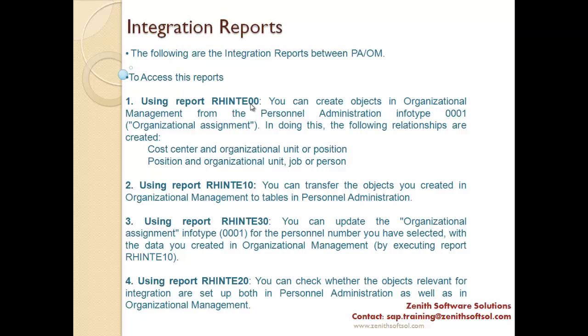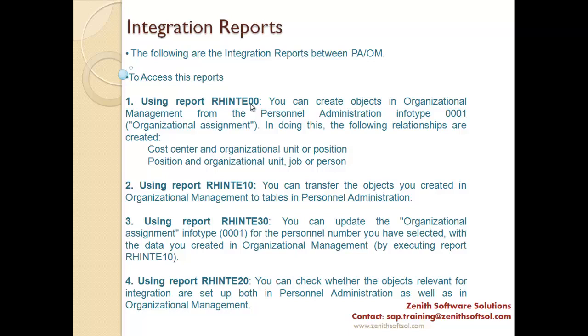Now when the company is trying to implement OM, at that point of time they don't have to waste time and again start creating org unit, position, job in OM, because info type 1 for all of their employees is already updated with org unit, job, position. What they can do, they can transfer this object from PA to OM. In that case you have to use this report RHINTE00. So this report creates the object in OM from PA info type 0001. So it creates objects and relationships in OM.